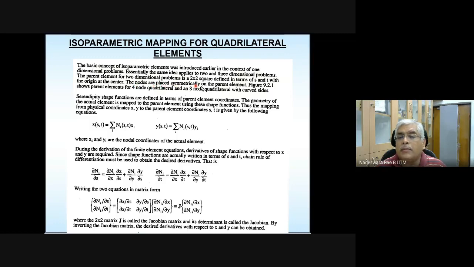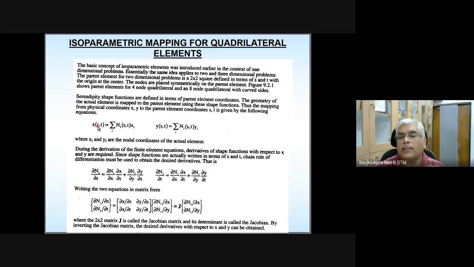The nodes are placed symmetrically on the parent element. That also I emphasized. So whatever figure that you already looked at shows the parent element for a 4-node quadrilateral and an 8-node quadrilateral with curved sides. So this is isoparametric mapping. What is isoparametric mapping? The same set of shape functions we are going to use even for interpolating the geometry. So that is what isoparametric mapping is.